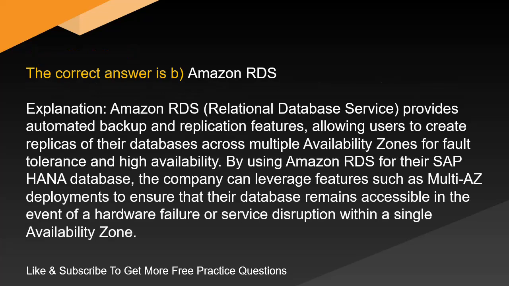The correct answer is B. Amazon RDS. Explanation. Amazon RDS, Relational Database Service, provides automated backup and replication features, allowing users to create replicas of their databases across multiple availability zones for fault tolerance and high availability. By using Amazon RDS for their SAP HANA database, the company can leverage features such as multi-AZ deployments to ensure that their database remains accessible in the event of a hardware failure or service disruption within a single availability zone.